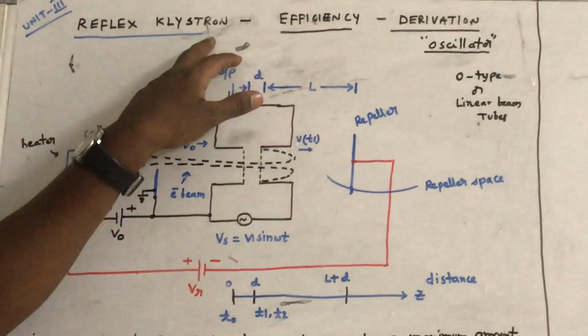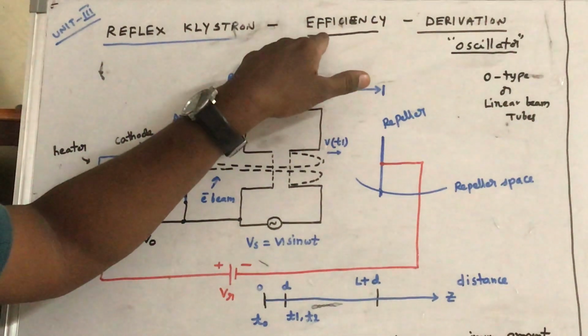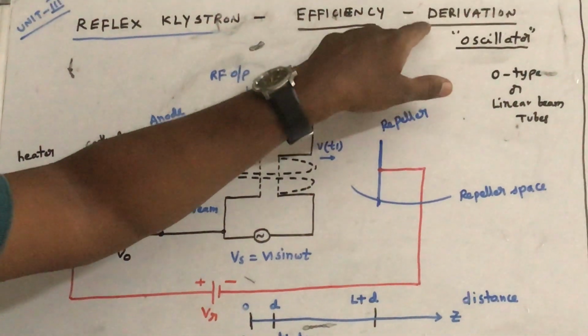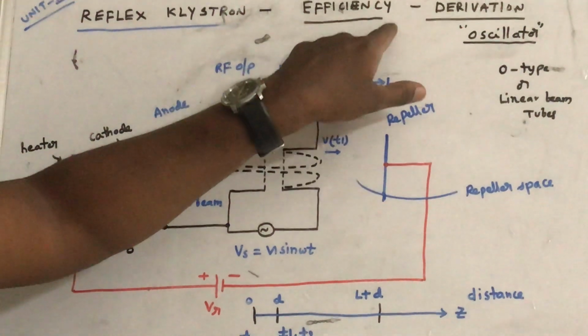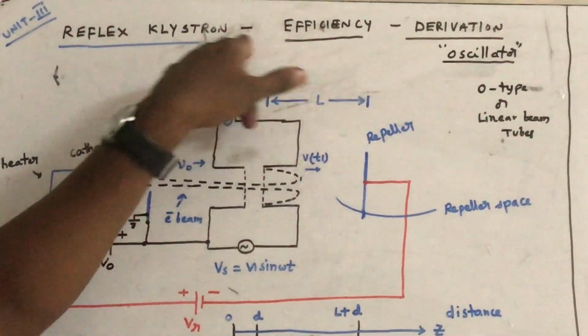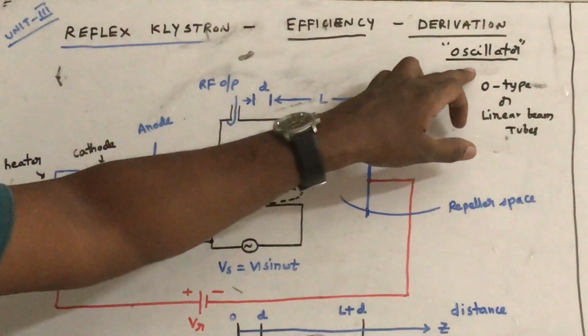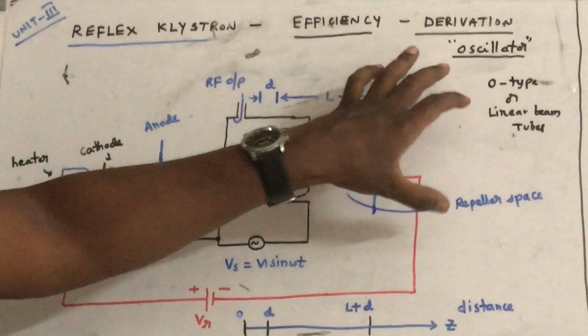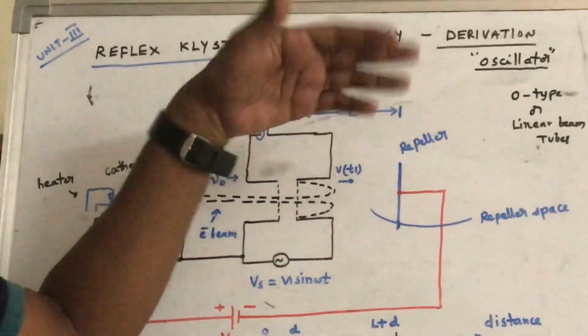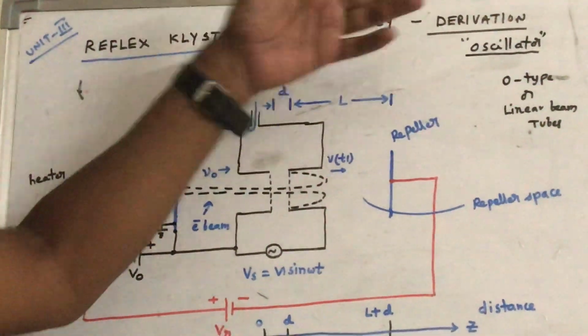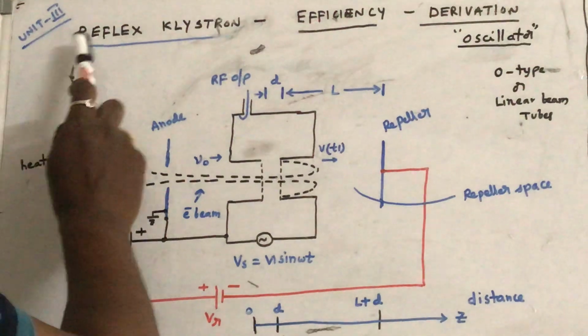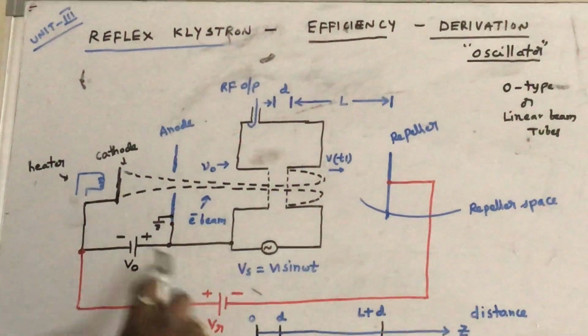Today we will discuss the reflex Klystron. In this session we will discuss the efficiency derivation and also derive the maximum efficiency value for the reflex Klystron. Basically, this reflex Klystron is used as an oscillator in the circuit, whereas the two cavity Klystron is used as an amplifier. So remember that this reflex Klystron structure works as an oscillator.